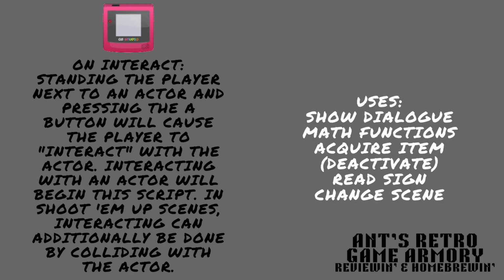So definitely the most common one is show dialogue or talk to another actor if it's a person. Math functions: within GB Studio, you can use the math functions to add or subtract from your variables, such as if you picked up an item that was worth money. You can also acquire items, like reading a sign. In addition, if you interact with something, you can also change the scene. So this one's pretty self-explanatory.